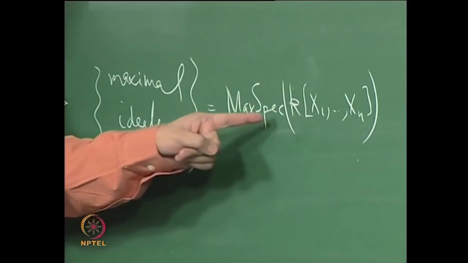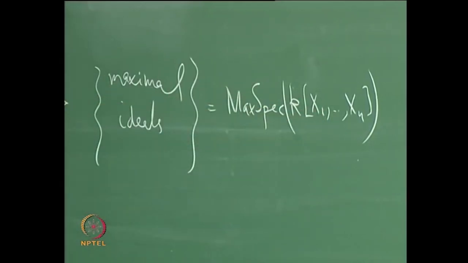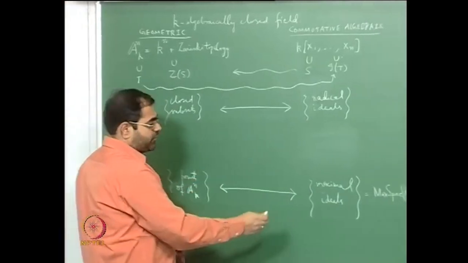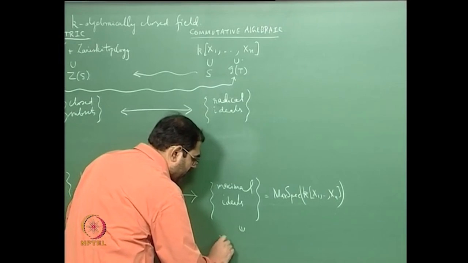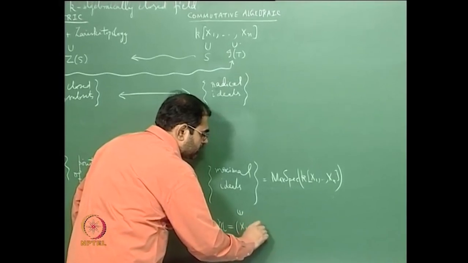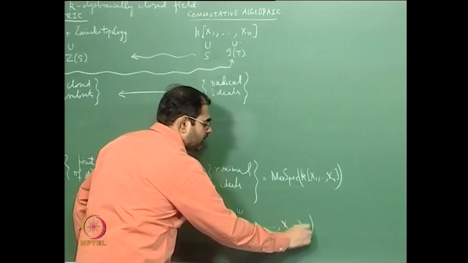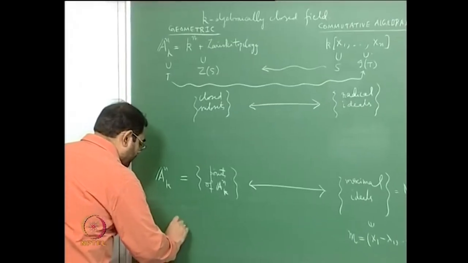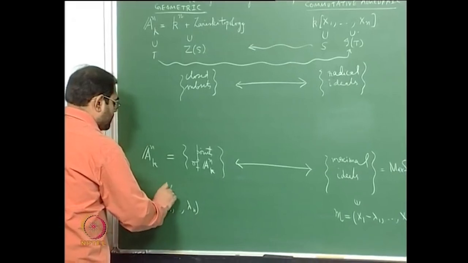So what you must understand is a point here is a maximal ideal of the ring. Okay, and the fact is that given a maximal ideal, you get a point, and conversely. So in particular, for example, a maximal ideal will always look in this form. It will be generated by x_i minus lambda_i for an n-tuple lambda_1 etc. lambda_n, which will be a point of A^n.